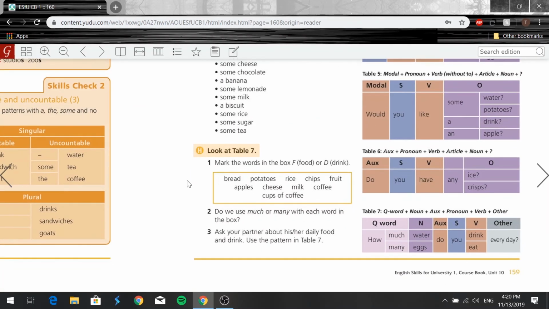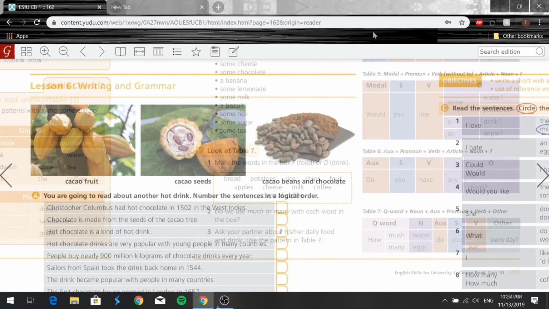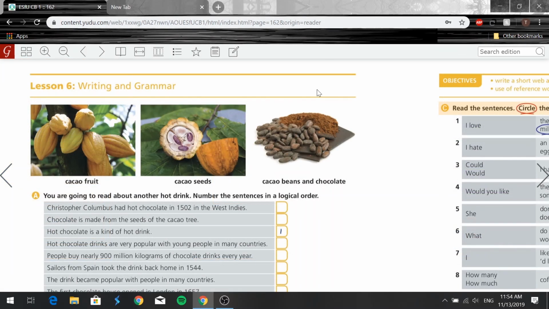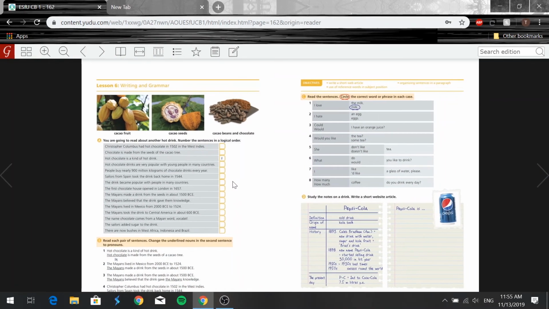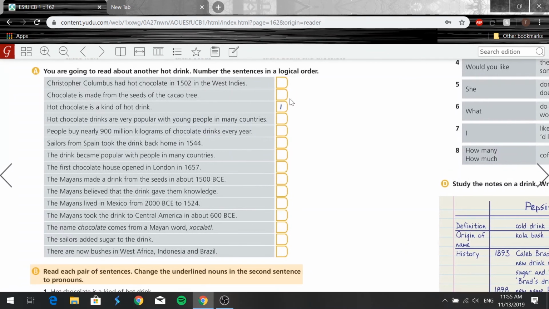So that was exercise 8, you guys. Now let's move on to the next page. Right, you guys, so now let's move on to the final lesson of this unit, lesson 6, writing and grammar. Okay, so here we have 3 photographs, cacao fruit, cacao seeds, and cacao beans, and chocolate. Right, so you're going to read about another hot drink, number the sentences in a logical order. Okay, so what we're going to do here is I want you guys to pause the video and read all of these sentences and use your own logical order to number them, right?